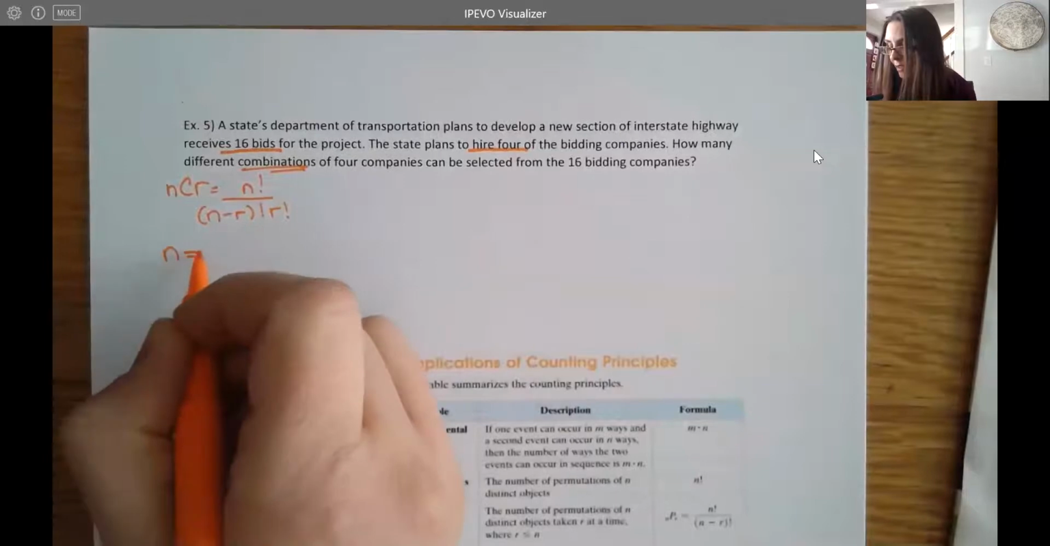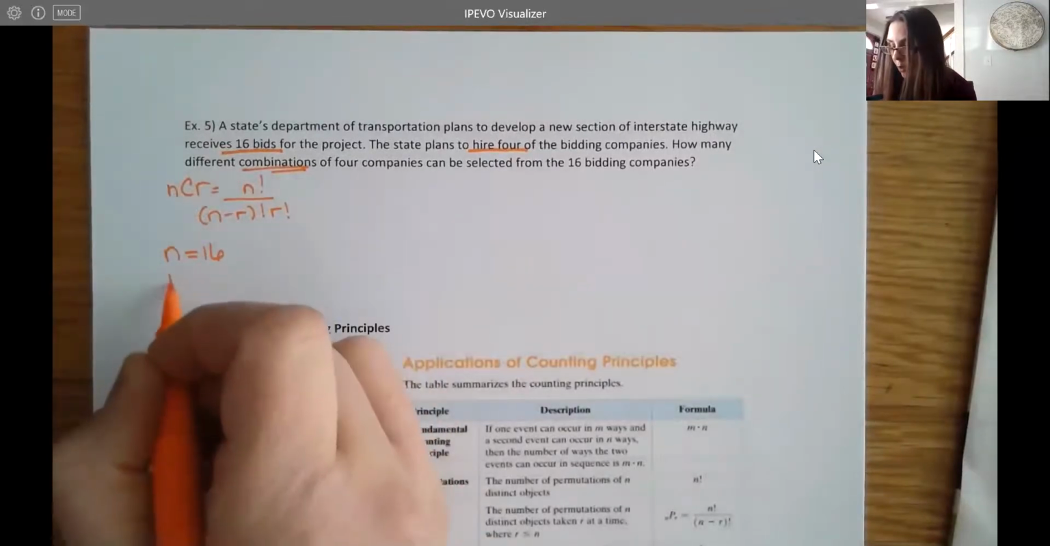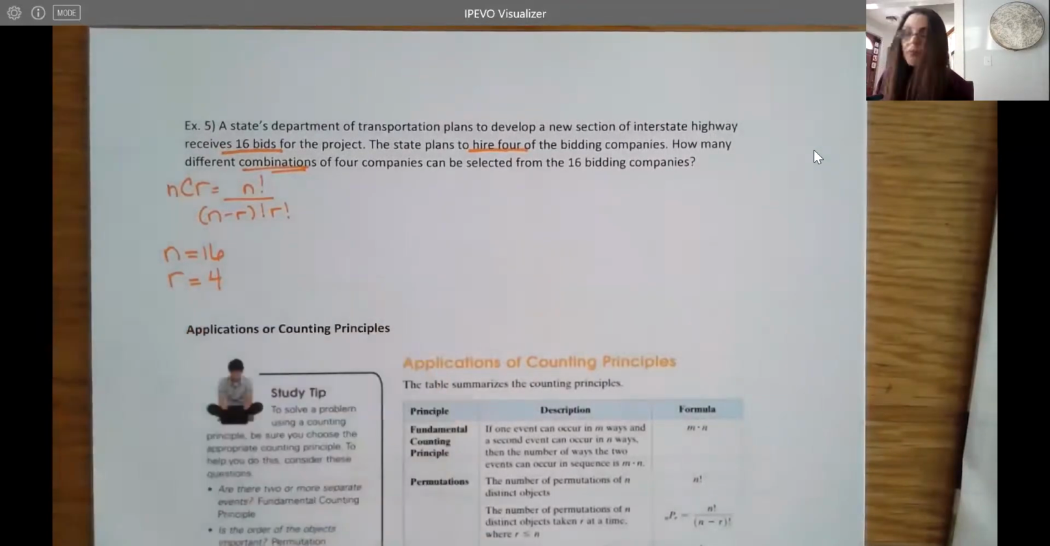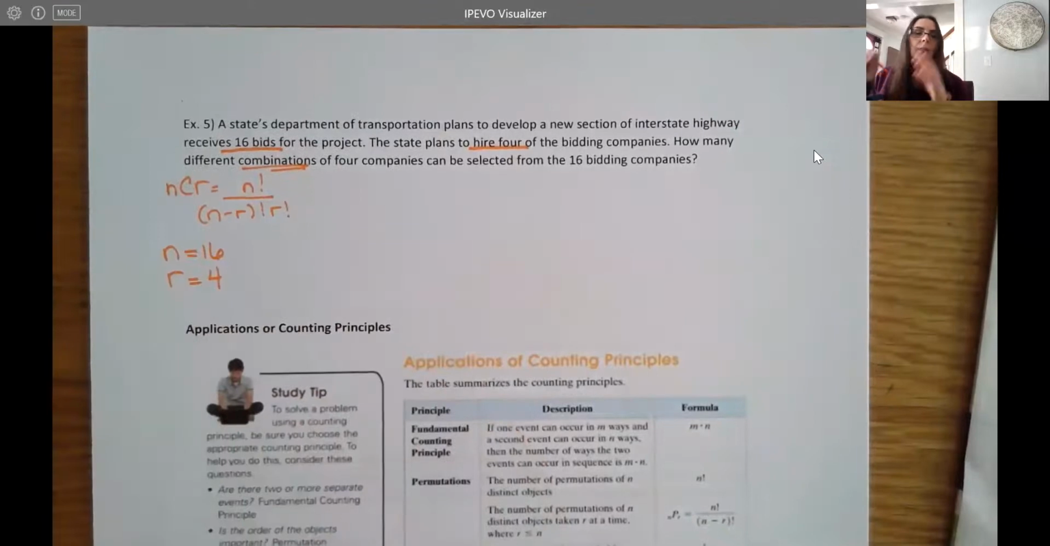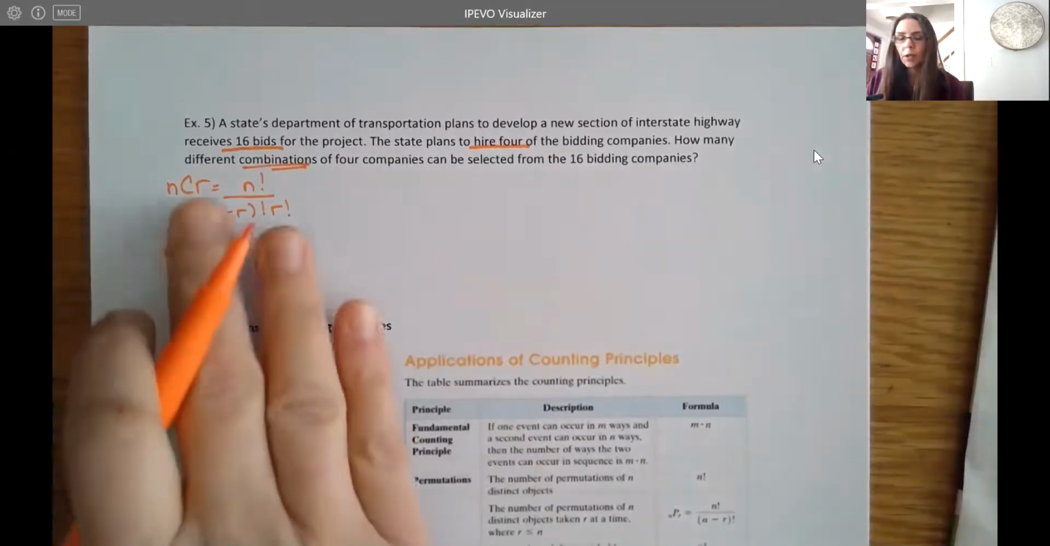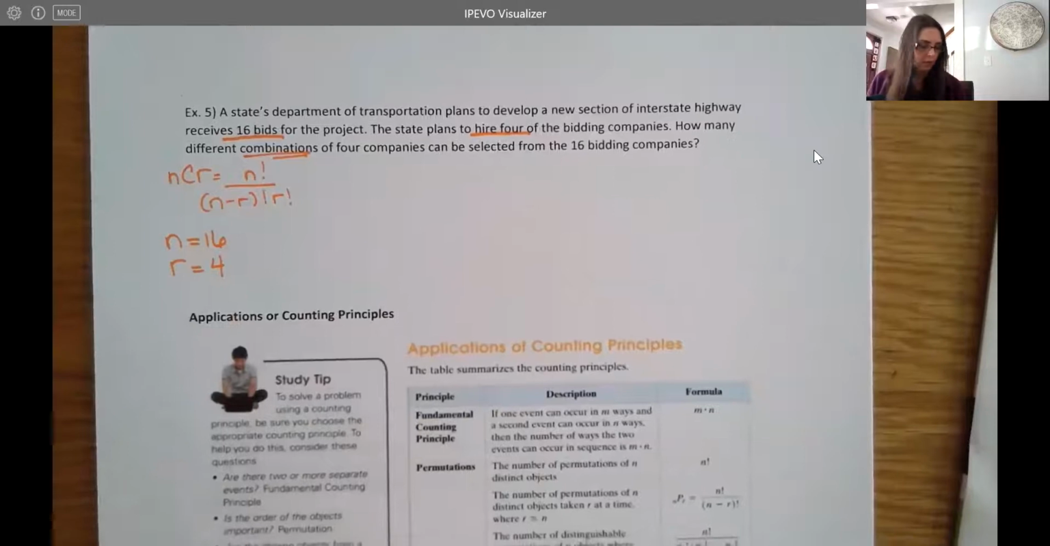So here you have 16 total companies, and we're going to choose 4 of them. Okay, so we have 16, we're going to choose 4. And again, this is a combination, not a permutation, because the order doesn't matter here. If I select the order of companies 1, 2, 3, and 4, or if I select 3, 2, 1, and 4, I've still selected the same 4 companies. It's not going to make a difference. So here we're looking for combinations, not permutations.